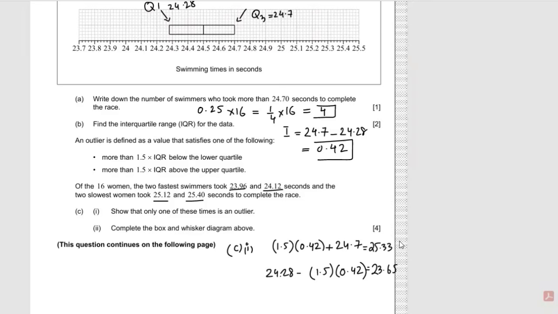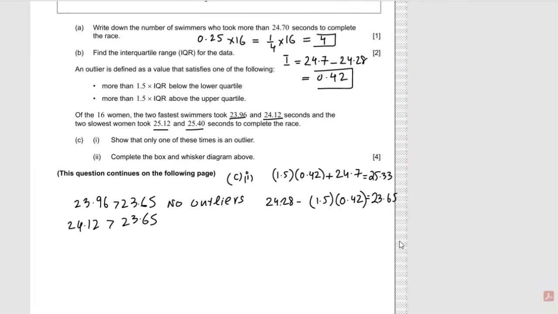23.65. Both of the smallest times are above it. You can check that 23.96 is greater than 23.65 and 24.12 is definitely greater than 23.65. So no outliers here, right? No outliers.